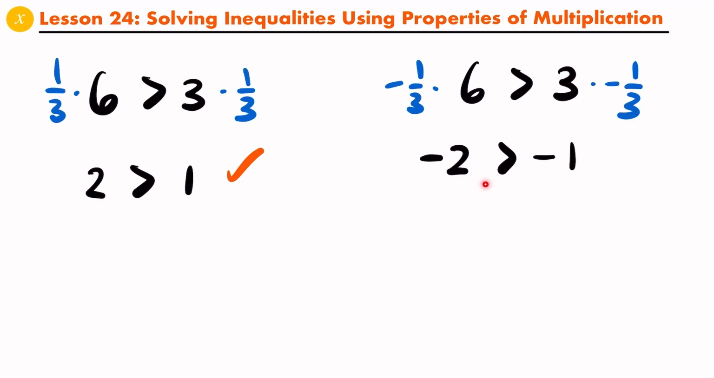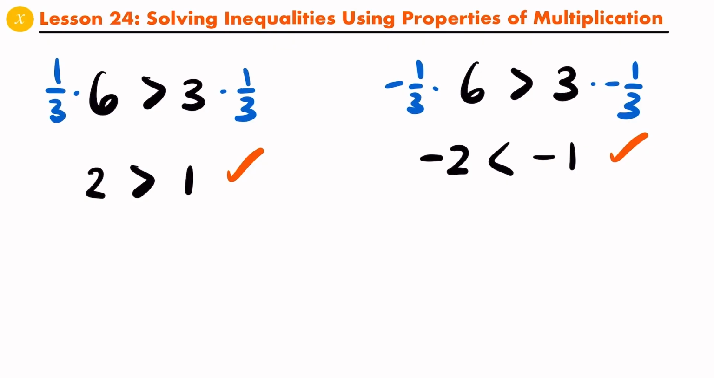And now look at the resulting statement that we get here. We have negative 2 is greater than negative 1. That is not a true statement, right? That is false. Negative 1 is bigger than negative 2. Negative 2 is a smaller number compared to negative 1. And so when we multiplied both sides of the inequality by a negative number, all of a sudden the inequality is no longer true. But it would be true if we flip the inequality sign. We could fix this error by having a less than sign instead of a greater than sign. Now we have negative 2 is less than negative 1, which is a true statement.